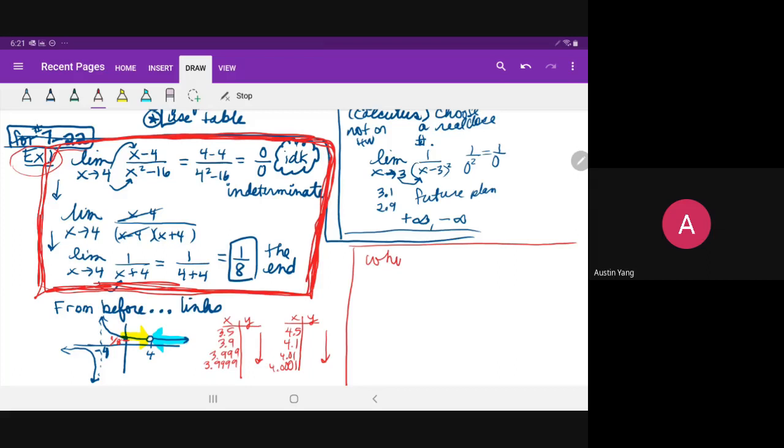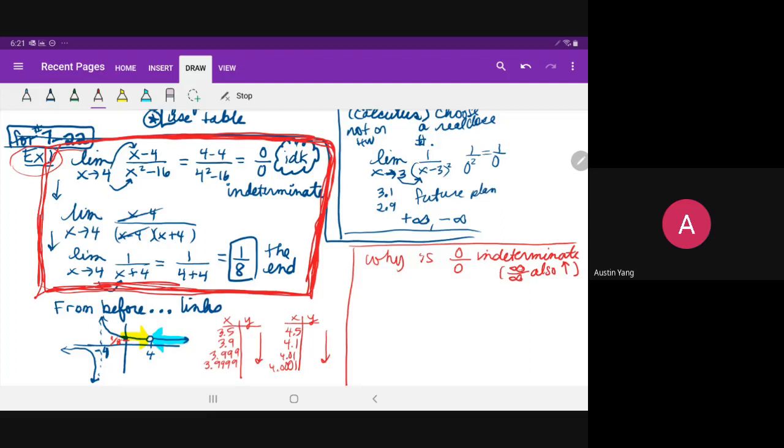Y is 0/0, indeterminate. Now, there's a few different versions of indeterminate. See, I spelled it wrong. That's interesting. Okay, so there's a few different versions of indeterminate. 0/0 is the most popular one, but infinity over infinity is also indeterminate, and there'll be more indeterminates when you get to BC calculus.